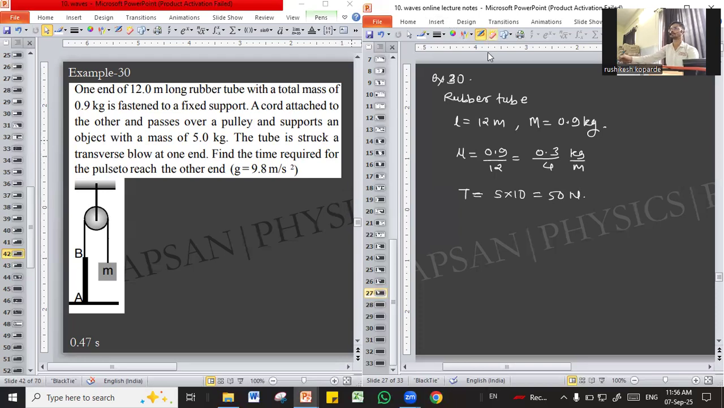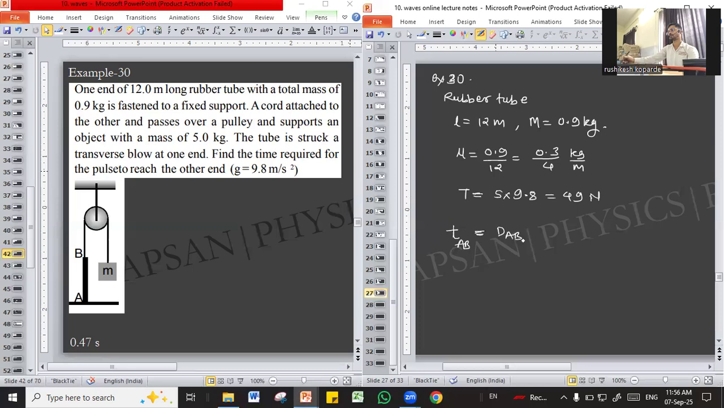g can be taken as 9.8. So take g as 9.8. If it is numerical, take g as 9.8 because they have mentioned it. So 49 Newton. So what is the time required to travel a distance of AB?